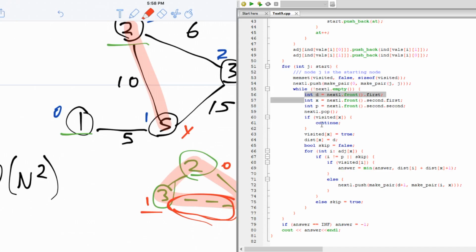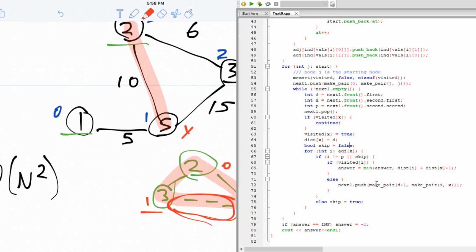Okay, so when we're in the loop, the first thing we do is read the distance, the node, and the parent, and then we pop it. If we've already visited the node, we don't do anything. If we have not visited, then we mark it as visited, and we set the distance of the node equal to d. Now note that I don't need to reset the distance array, and that's because I can just reset the visited array.